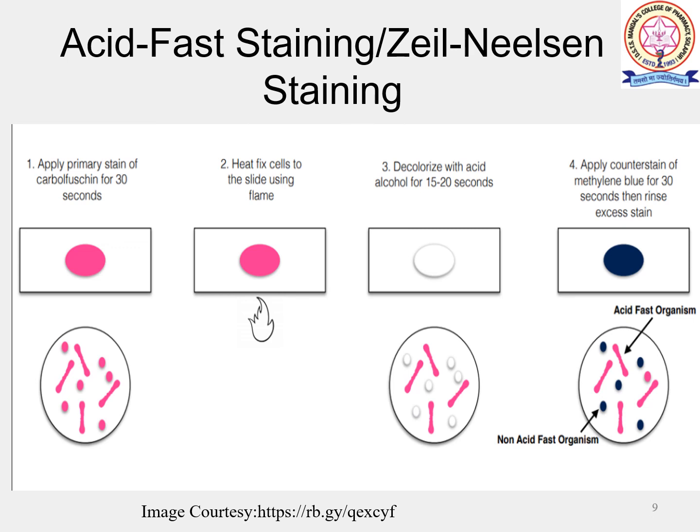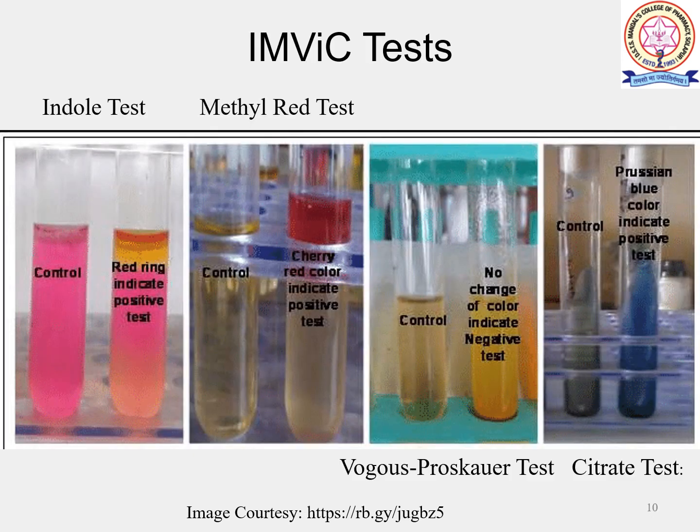Then organisms which are cultivated in the nutrient medium, sometimes nutrient deprivation occurs, so this results in lower lipid content and results in poor staining. Now the next test is the IMVIC test, that is indole, methyl red, Voges Proskauer test and citrate test. Four tests, that will be the IMVIC test.